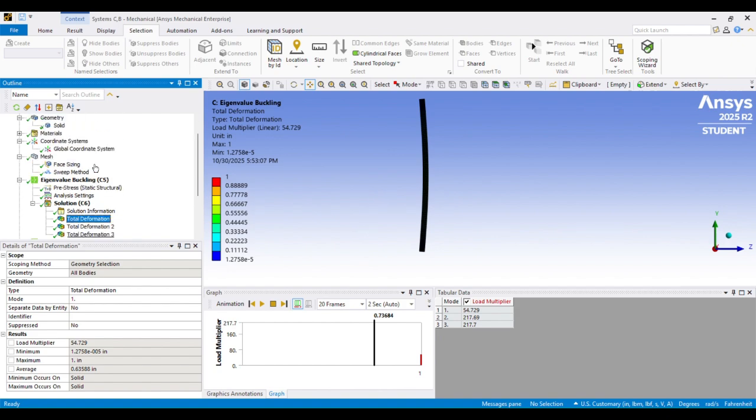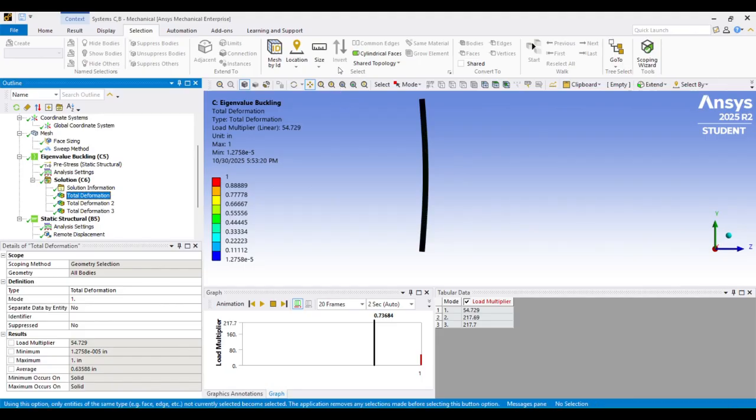So yeah, that's how you run a pre-stress eigenvalue buckling problem in ANSYS of a simple beam, and then we've matched the results with our hand calc.